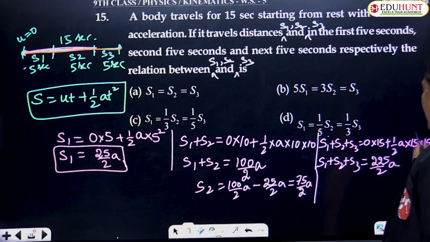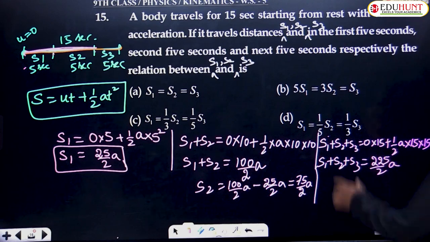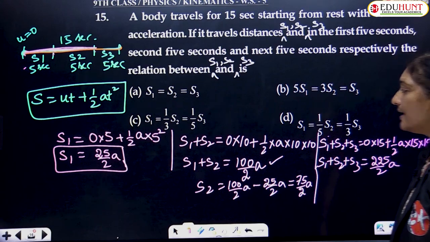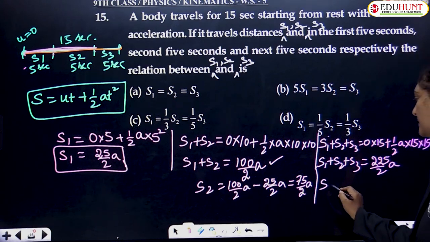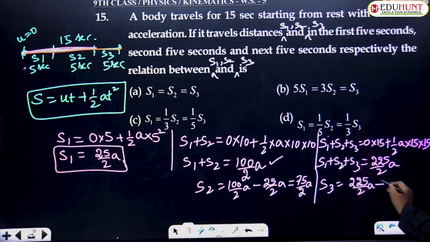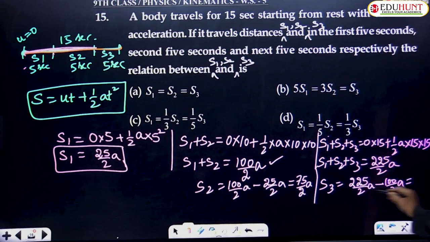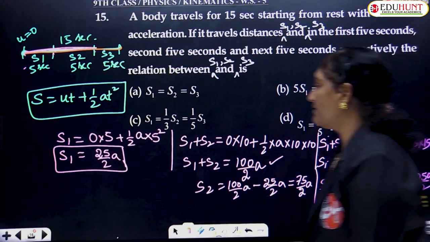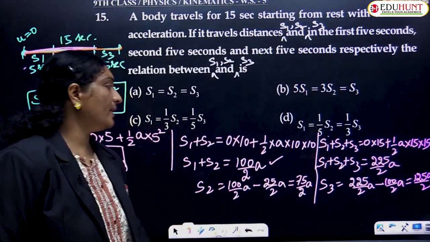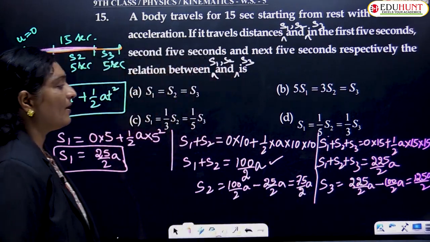225 by 2a. To find out S3, you have to bring S1 plus S2 to the other side. But what is S1 plus S2, children? It is 100 by 2a. So S3 can be written as 225 by 2a minus S1 plus S2, that means 100 by 2a. Children, the LCM 2 is common. So 225 minus 100 is 125 by 2a. So you found the value of S1 as 25 by 2a, S2 as 75 by 2a and S3 as 125 by 2a.